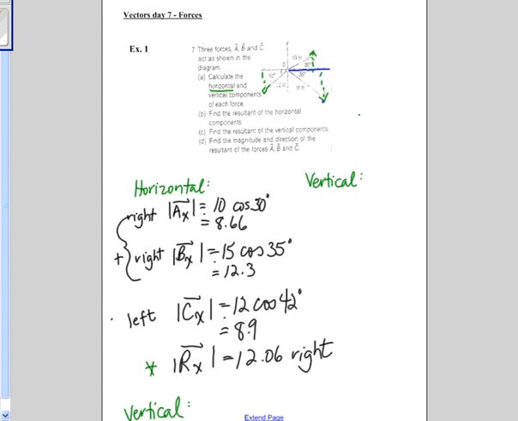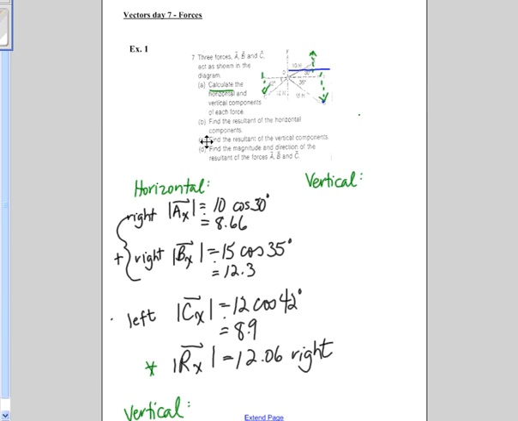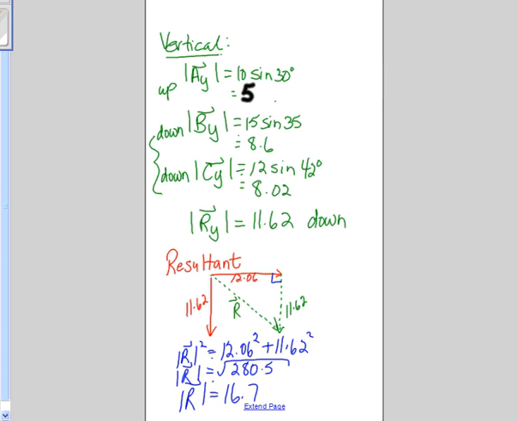We were asked in A to find the horizontal and vertical components, find the resultant of the horizontal components, and find the resultant of the vertical component. So we did all that by adding ups and downs, lefts and rights, putting that together in a diagram. And we are working on D, finding the magnitude and direction of the resultant. We have the magnitude. We just need to find the direction.